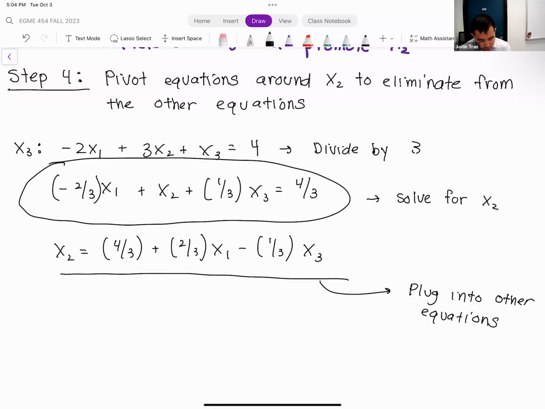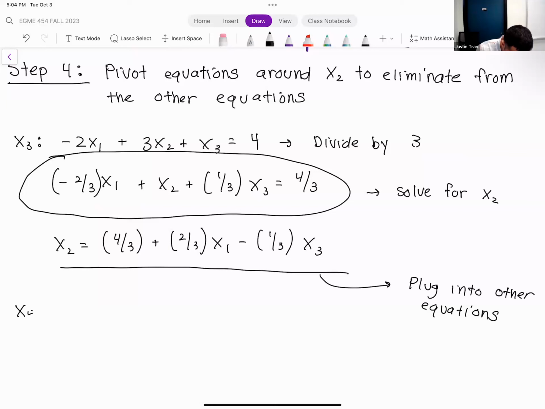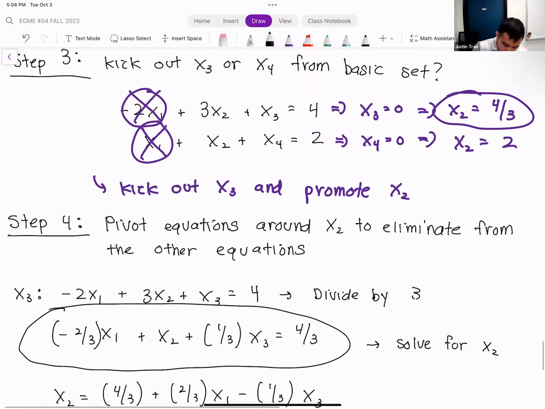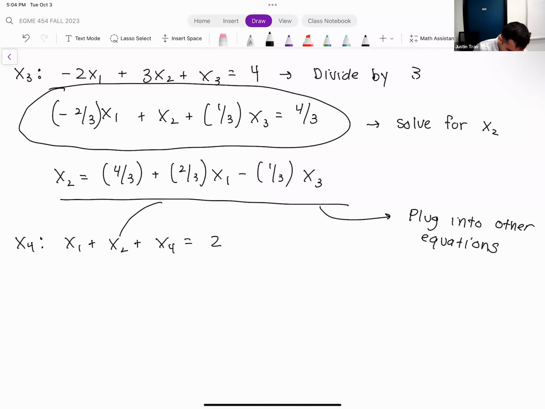So let's go ahead and plug this into the other equations. We have our x4 equation here: x1 plus x2 plus x4 equals 2. Let's plug in for x2. We're going to pop that expression right in there and eliminate x2 from that equation: x1 plus 4/3 plus 2/3 x1 minus 1/3 x3 plus x4 equals 2.